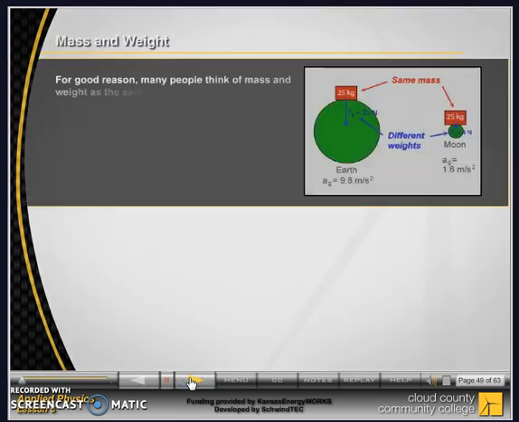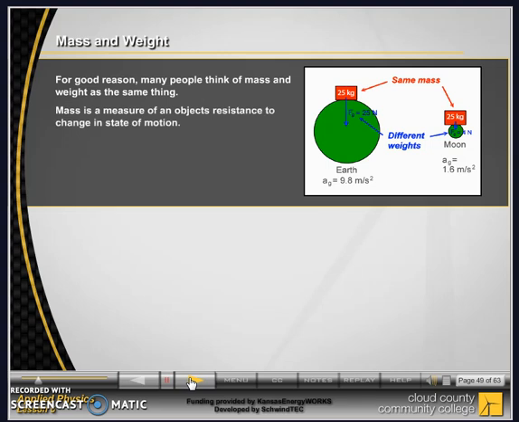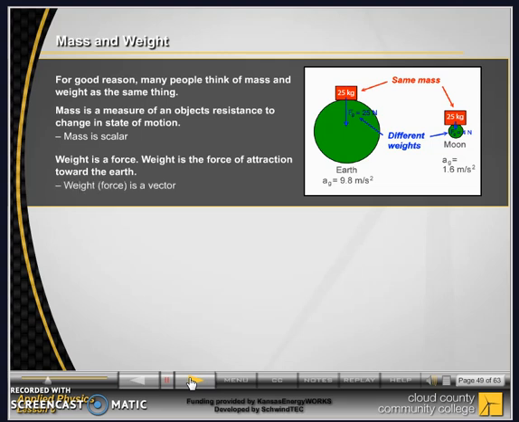For good reason, many people think of mass and weight as the same thing. It is difficult to distinguish between the two if your experience is restricted to one location on the Earth. Mass and weight, however, are not the same. Mass is the quantification of an object's inertia. That is, mass is a measure of an object's resistance to change in state of motion. Weight is a force. Weight is the force of attraction toward the Earth. Mass is a scalar. Weight, or force, is a vector.